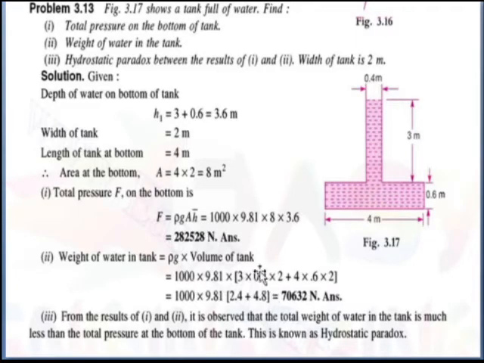Comparing these two values, the total pressure and the weight of the water, from these two results it is observed that the total weight of the water in the tank is much less than the total pressure at the bottom. The weight of the water in the tank is less than the total pressure on the bottom. So this situation is called a hydrostatic paradox.